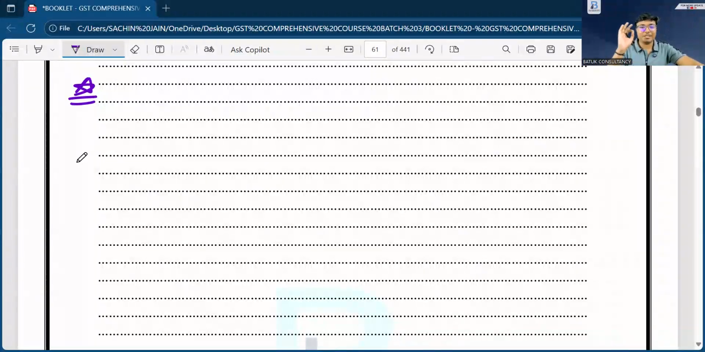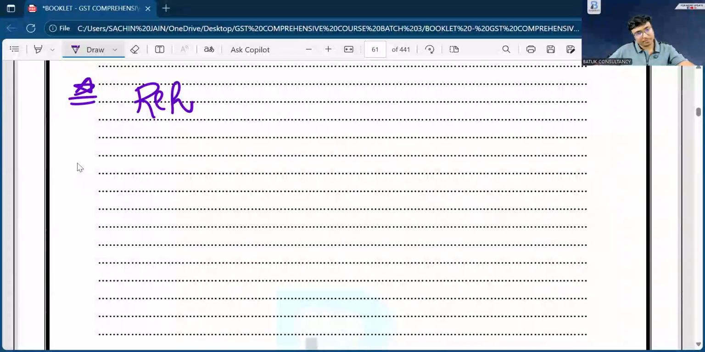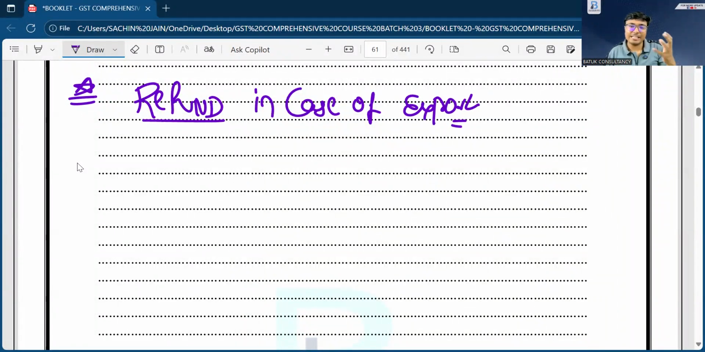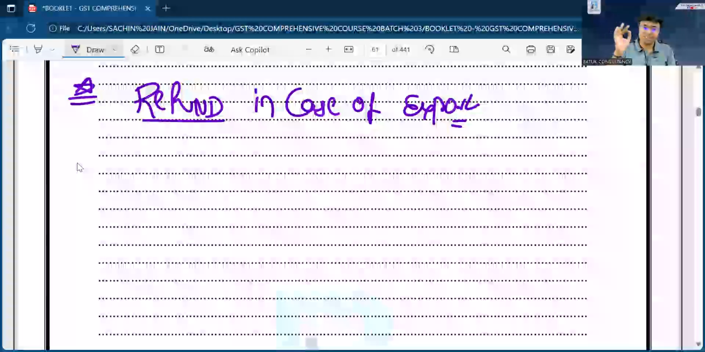That is refund in case of export. In refund in case of export, there may be chances of two types of refunds. One is export with payment, the other is export without payment.